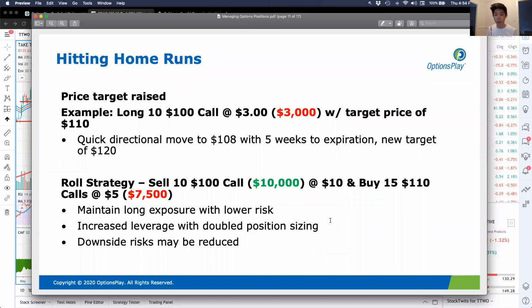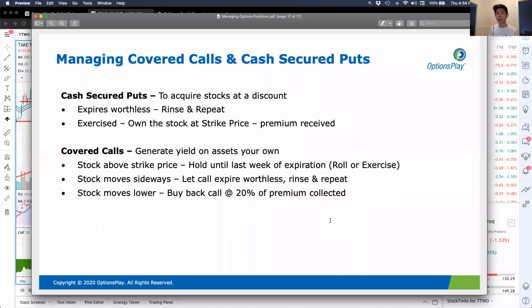So again, this is just scratching the tip of the iceberg here. This is just one of thousands of potential examples of how you can modify or create variations of this type of trade to turn small winners into huge winners. So with that, I'm going to talk a little bit about covered calls and cash secured puts, because 40% of options volume from retail traders is covered calls, and it's important to know how to manage these positions as well.